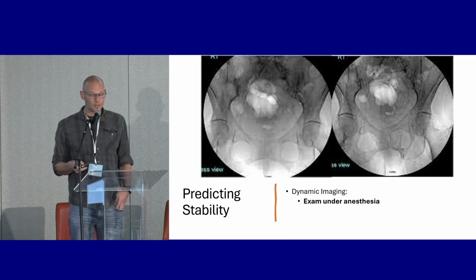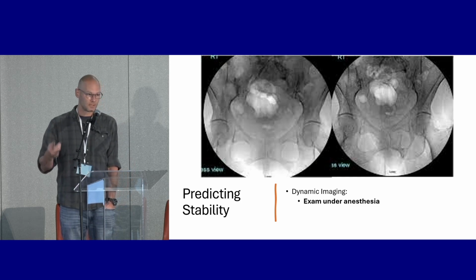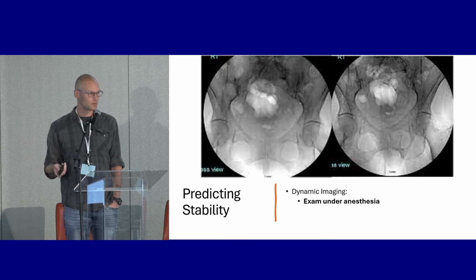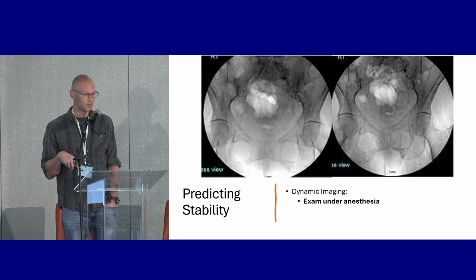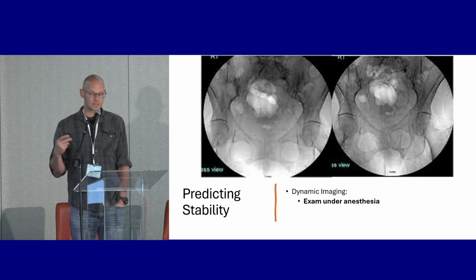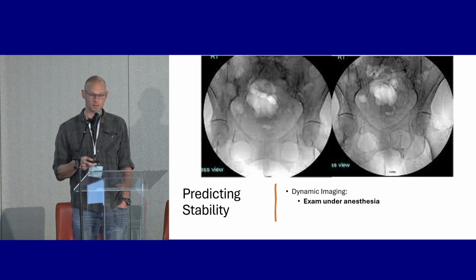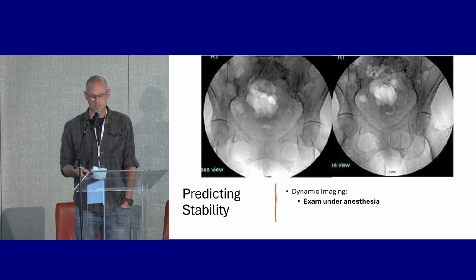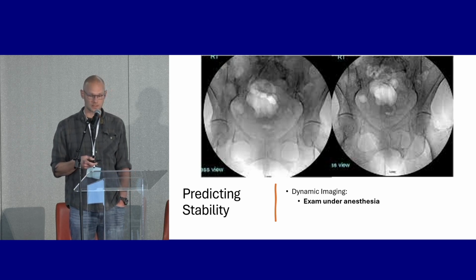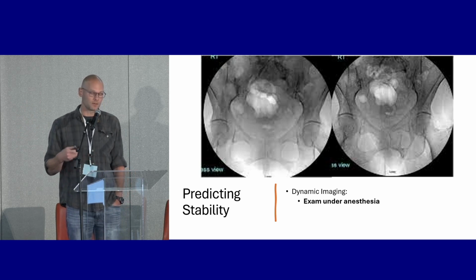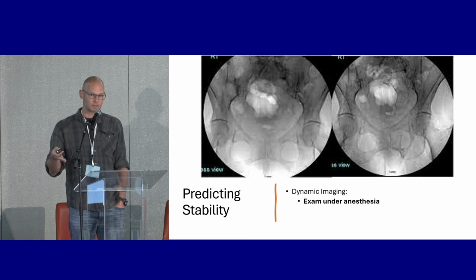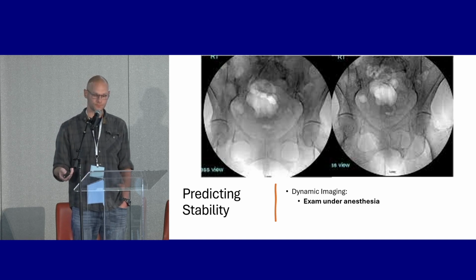As far as I know, no one has ever shown that this is predictive of how people do later. It's predictive of you getting a screw in the operating room, for sure. We don't know if it's predictive of what your pelvis is going to look like 6 to 12 weeks from now. And you're already asleep in the operating room at this point, so it's very hard not to put a screw in once you've got an image that looks like this.